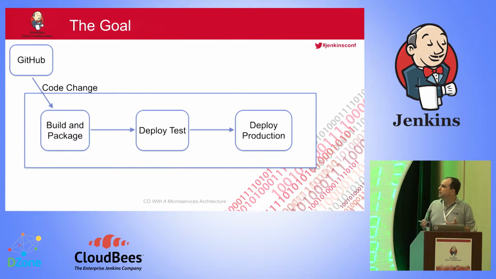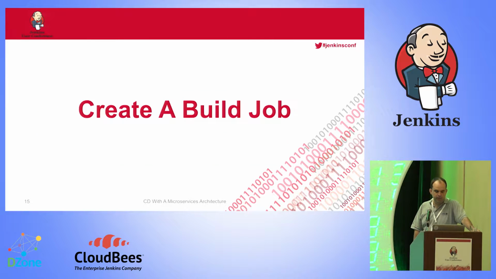So my goal is that when a change happens in GitHub, it's going to be noticed in Jenkins. We're going to have a pipeline of connected jobs. The first one's going to do the build, test, and package. The next one is a manual job that deploys to a test environment, and then another manual job that deploys to a production environment. So I'll start by creating a build job.